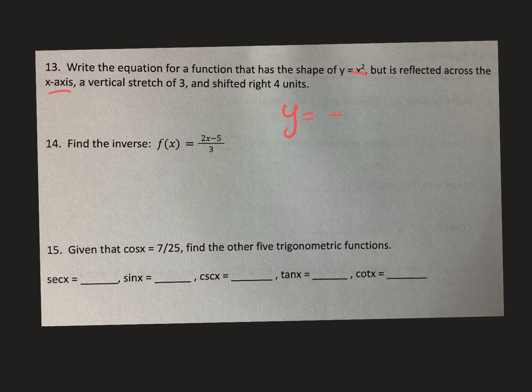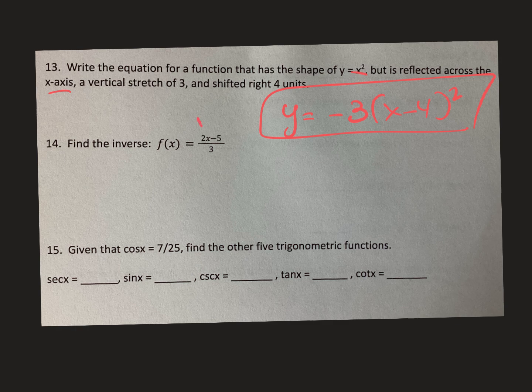A vertical stretch of 3 means there's a 3 in the front. Shifted right 4 means there's a minus 4. And remember, it's opposite of what you think. That's where your square goes. No work, but you've got to kind of know what you're doing there. Okay, make sure you got that. We'll do that in class before the test, maybe. Remind me.